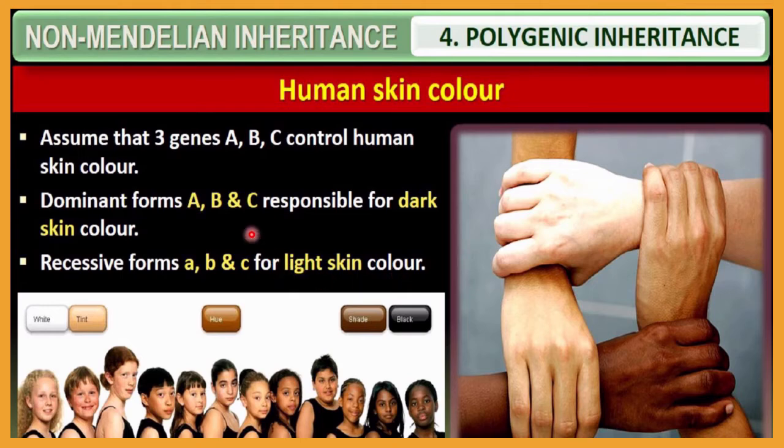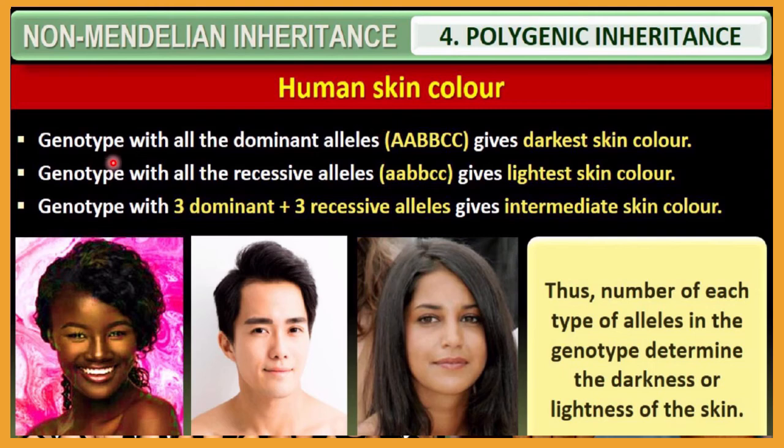So you must remember, you just have to assume A, B, C. If it is capital, then skin color will be dark, and if the small-letter recessive form is present, then light skin color will be there. Let me discuss more. This is the example: a genotype with all dominant alleles, capital A, A, B, B, C, C, gives the darkest skin color.